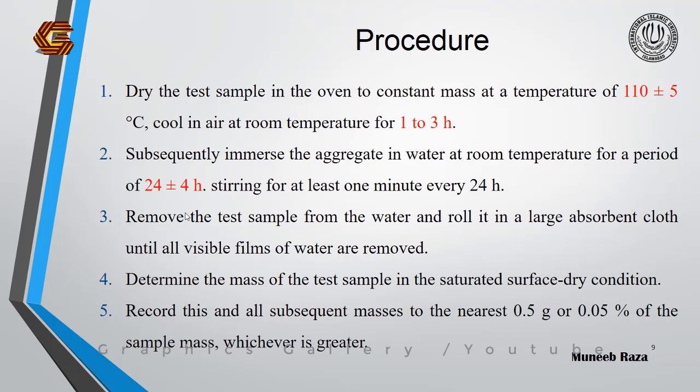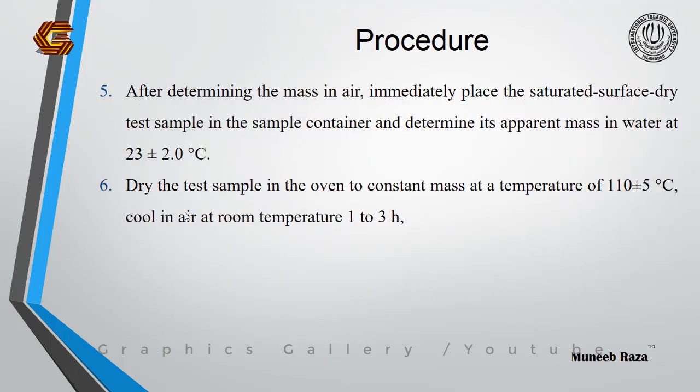Now you have to take that and measure the weight of the sample in SSD condition. Now determine the mass of the test sample. Okay, it's done. Record all these values up to 0.5 gram carefully. After determining the mass in air, now put that sample into the oven, then place it in the environment to cool it down for 1 to 3 hours, and then measure its weight.